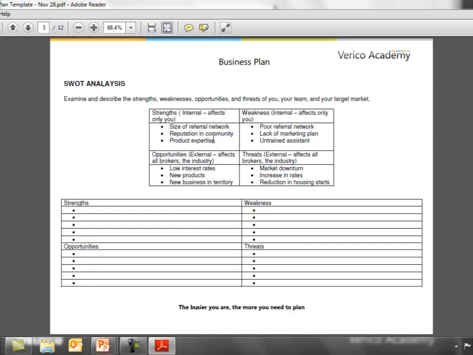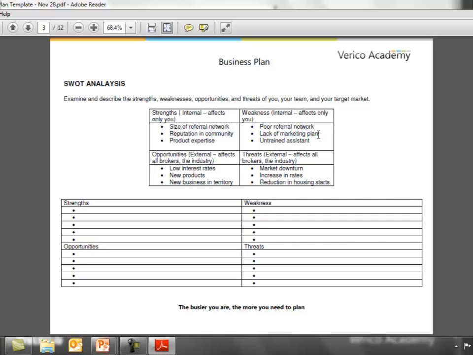We've given you some examples here of your strengths, size of referral network, your product expertise. We've also listed here some examples of some weaknesses. You could have a poor referral network. So what is your weakness might also be your strength, depending upon how you've done your business. Lack of a marketing plan could be a weakness.